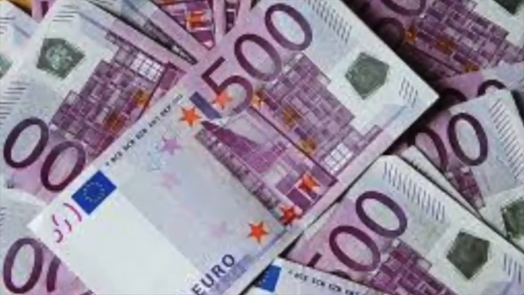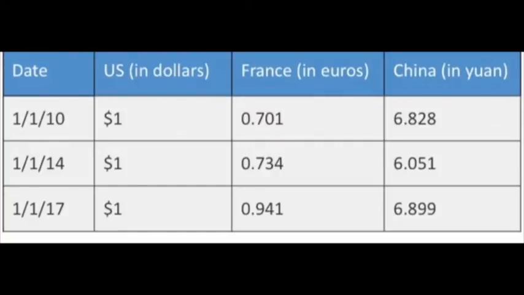Historically, the euro has been a pretty steady currency in comparison to the yen. Between 2010 and 2014, France's translation adjustment increased by 0.033 and the yen decreased by 0.777. From 2014 to 2017, the euro increased even more by 0.207 and the yen also increased by 0.848. All in all, the yen experiences more drastic increases and decreases in translation adjustment than the euro does.